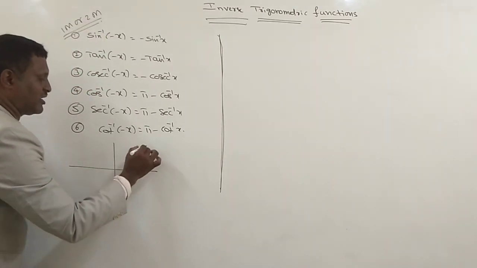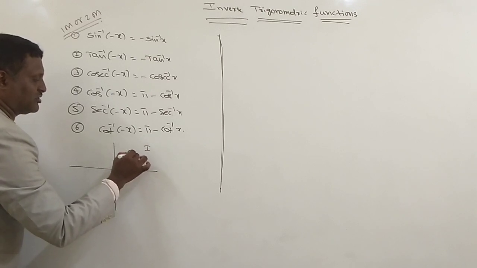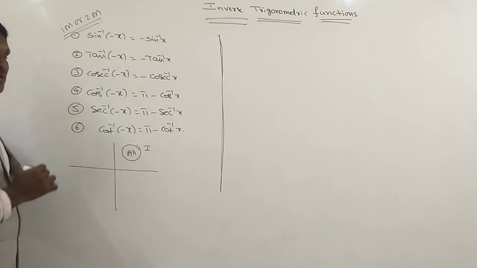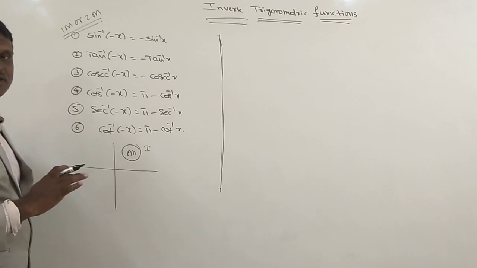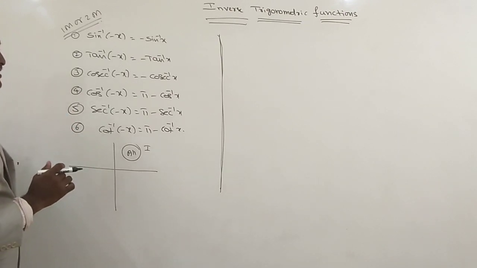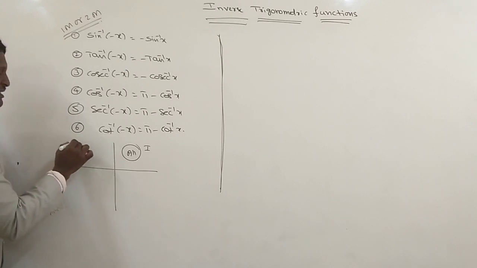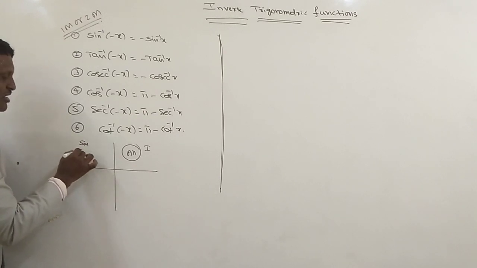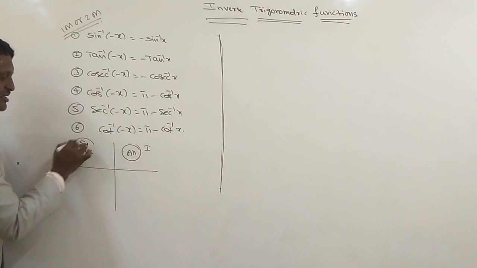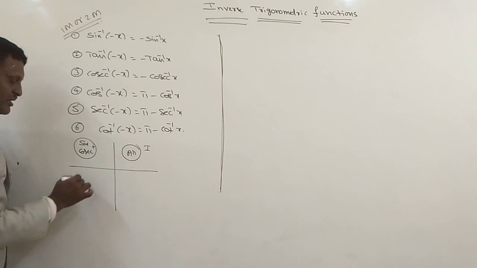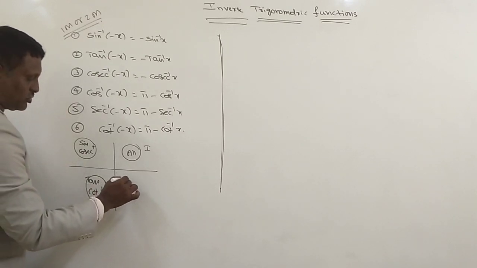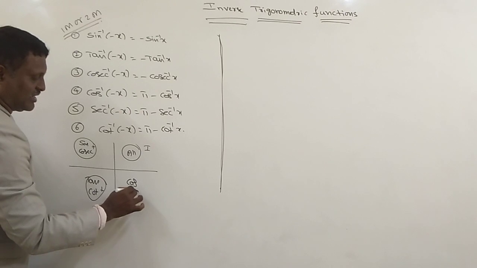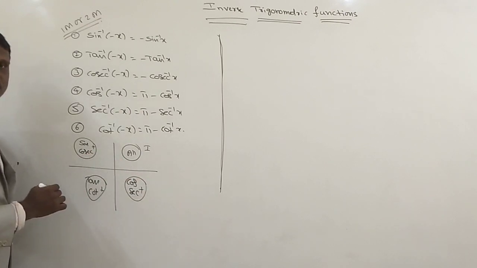In the first quadrant, all the angles are positive. All the angles means sine, cos, tan, cot, secant, cosecant, all are positive in the first quadrant. In the second quadrant, sine and cosecant are positive, rest all are negative. In the third quadrant, tan and cot are positive, rest all are negative. In the fourth quadrant, cos and secant are positive, rest all are negative.